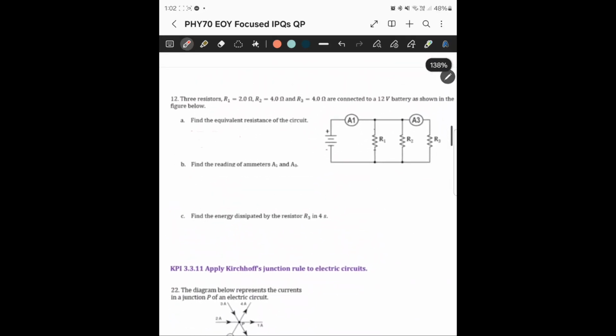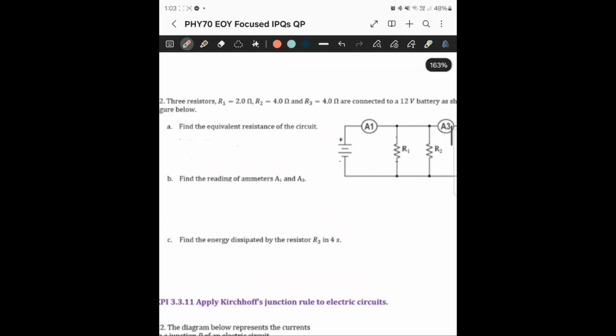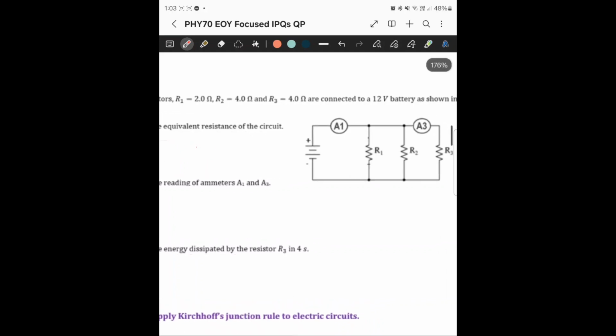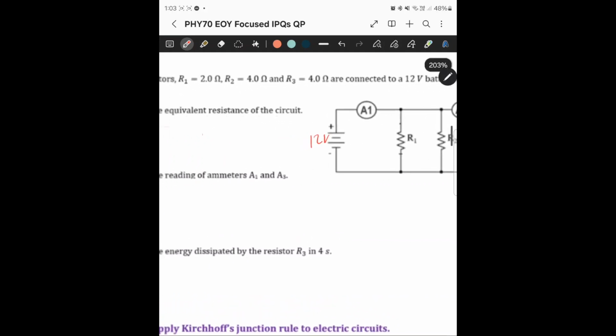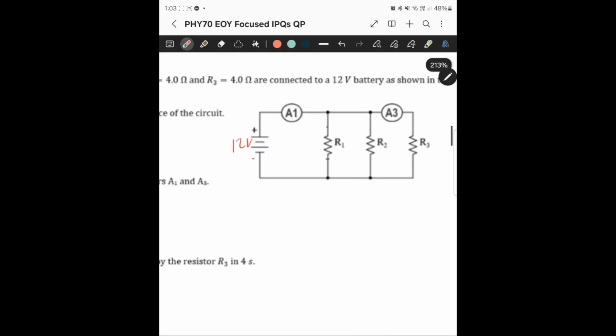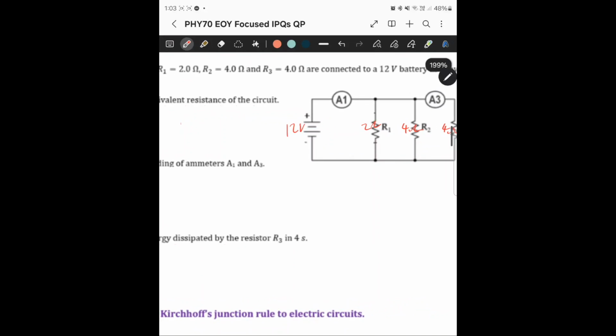Okay, so now we've got another parallel circuit. We need to find the readings, and let's see, we have a 12 volt battery, 12 volts, and then we have R1 is 2, 4 and 4. 2 ohms, 4 ohms, 4 ohms. Find the total resistance. Okay, so that's easy.